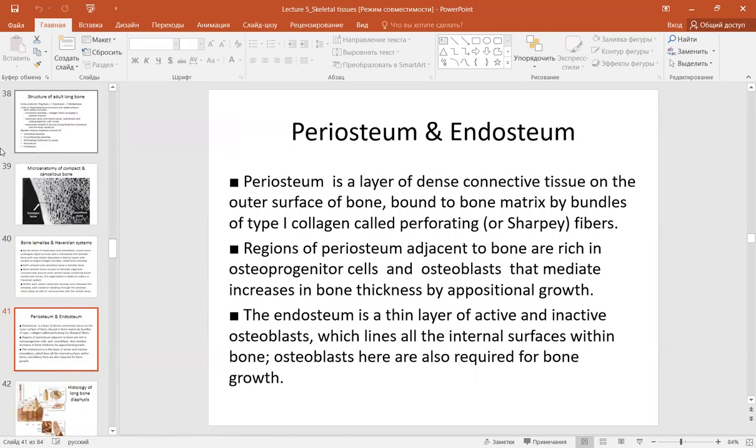Periosteum is a layer of dense connective tissue on the outer surface of bone, bound to bone matrix with bundles of type 1 collagen called perforating or Sharpey's fibers. Regions of periosteum adjacent to bone are rich in osteoprogenitor cells and osteoblasts that mediate increases in bone thickness by appositional growth. The endosteum is a thin layer of active and inactive osteoblasts which lines all the internal surfaces within the bone. Osteoblasts here are also required for bone growth.